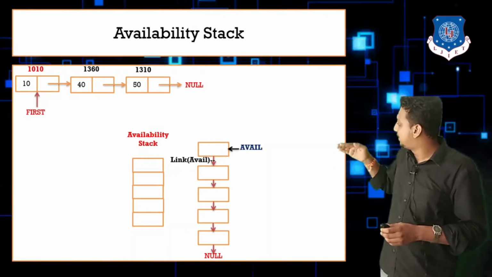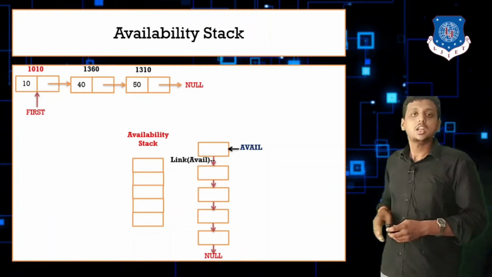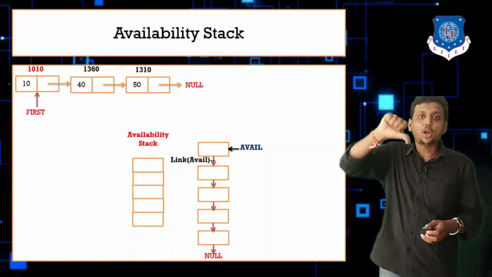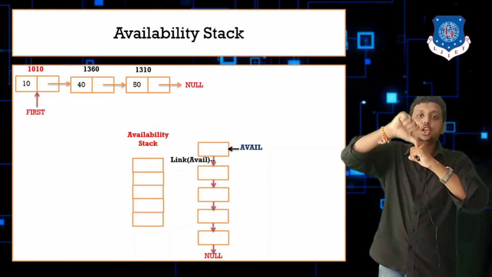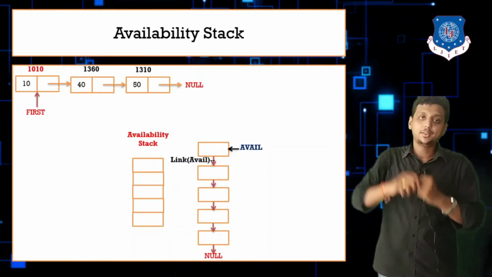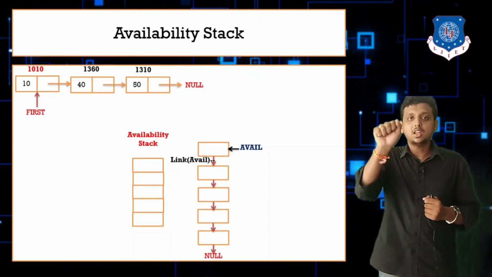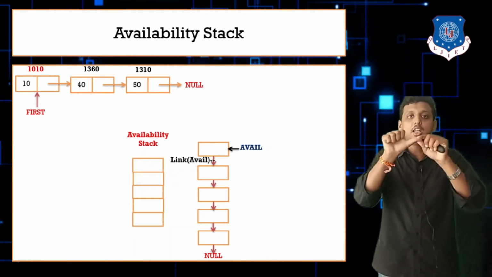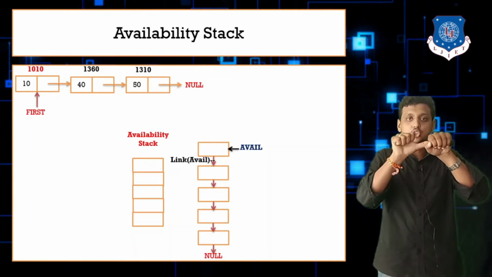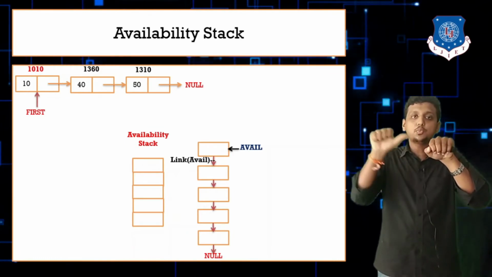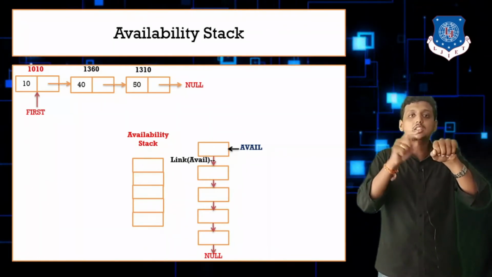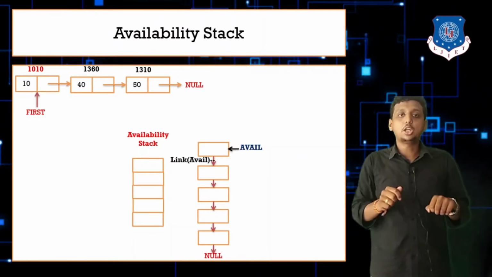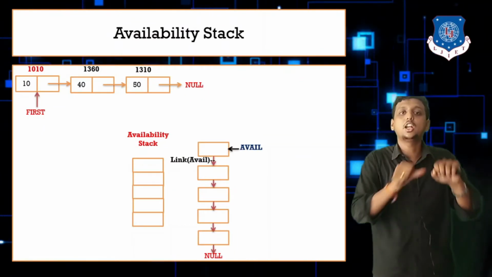Okay, you can say if this is avail, then this must be link of avail, because the pointer of the avail node is pointing to the link of avail. Fine. If this is avail, this is the link of avail and this is the next node. If the avail pointer is pointing to this node, then this must be link of avail, because the link of avail is pointing to the second node.